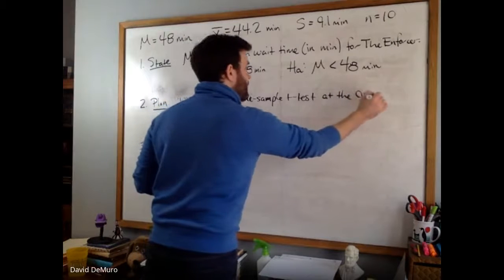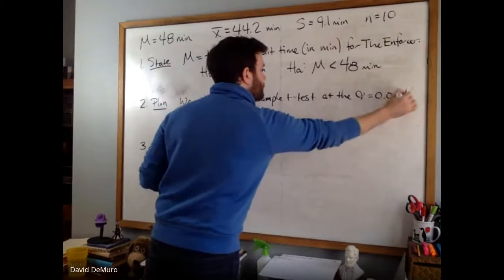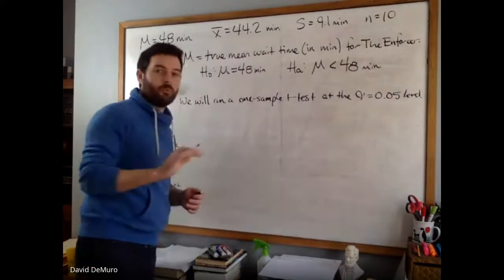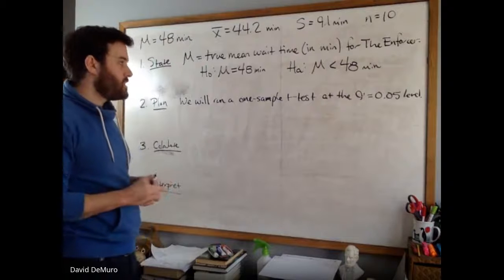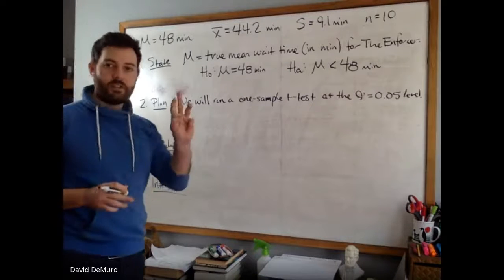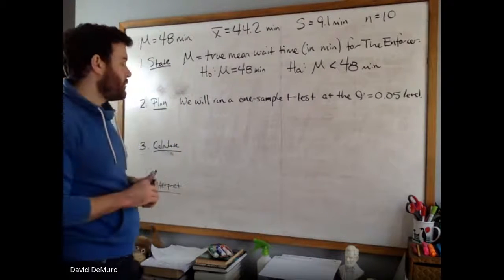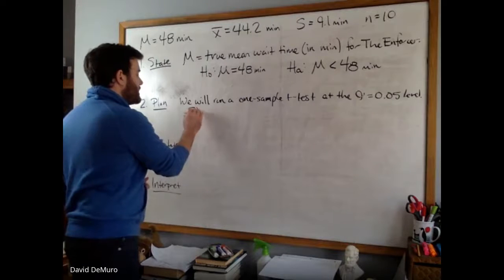And we're going to run that at the alpha 0.05 level. Make sure to look through the problem for that alpha level, and if it's not given, 0.05 is usually a good one to stick to. All right, three conditions need to be met in order to run a one sample t-test. Number one is that we need a simple random sample.